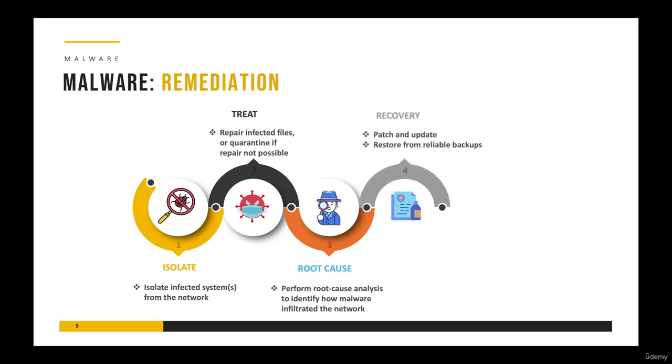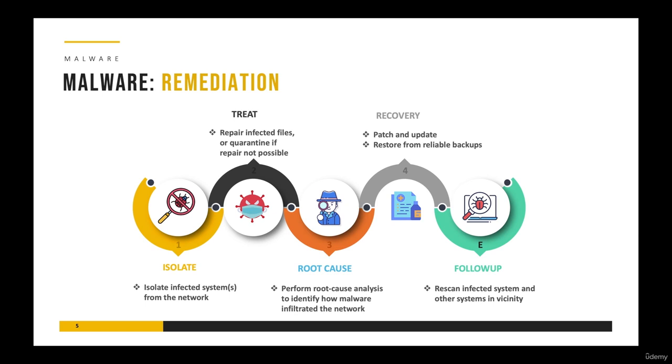Once malware has been removed and treated or quarantined, you need to patch and update your operating systems and applications. Usually malware is a consequence of a vulnerability or weakness in your operating system or one of the applications on your system. So you need to patch and update those. Also, you need to recover from reliable backups. Let's say there was a server or a system which was extensively infected. Even if you have treated and removed the malware from that server, you can still never be sure. It's always a good idea to recover it from a reliable backup.